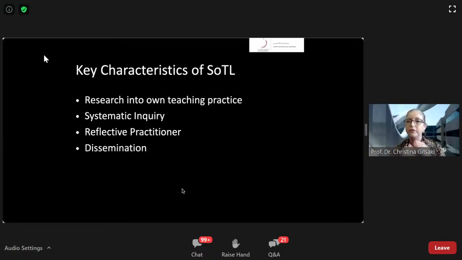SOTL, as I said, is about higher education faculty who are teaching undergraduate students. It asks faculty to bring the research skills that they already have, being higher education faculty, into their classroom so that they can research their own practice through systematic inquiry. It encourages faculty to be reflective practitioners, to think about what it is that they do in the classroom and how they can improve it, and also puts a lot of emphasis on dissemination, being able to come to events like this one, share best practice, and learn from each other.